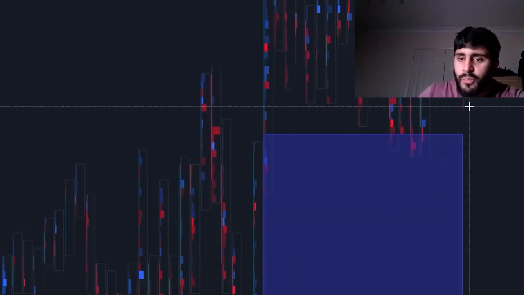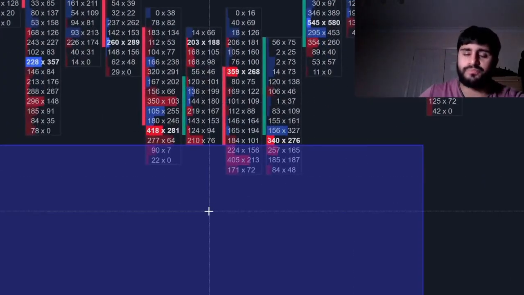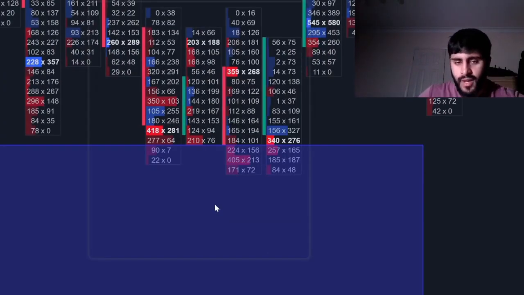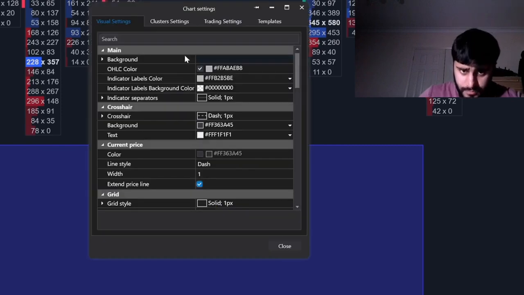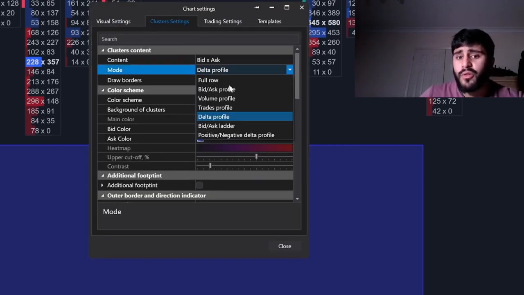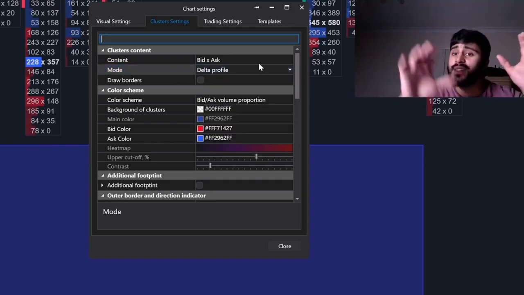So again, we're going to be dissecting two things over here, right? The delta and the volume. So from the last session, I broke down exactly how I've determined my settings on the ATAS platform. And the way I do that is, again, quickly going to go over my settings now. Clusters, and we want to go to delta profile. So this gives us the delta. So this gives us the indication of aggressive buyers and aggressive sellers.